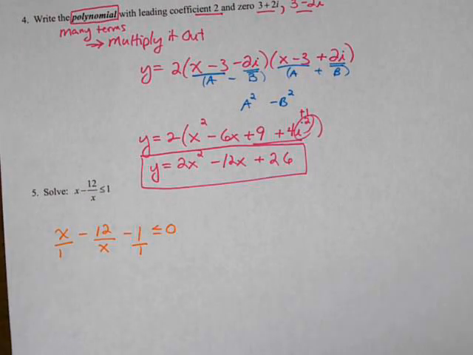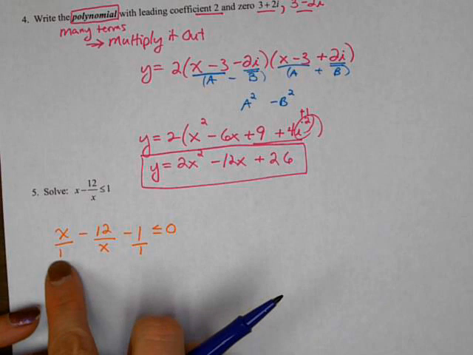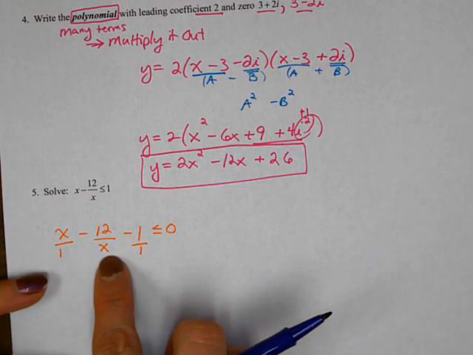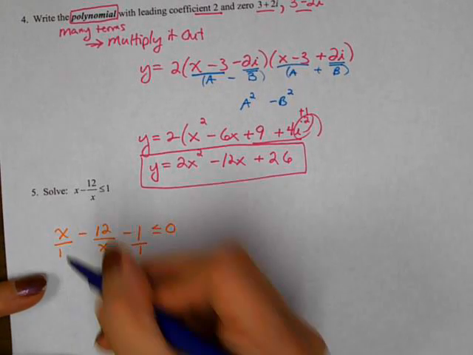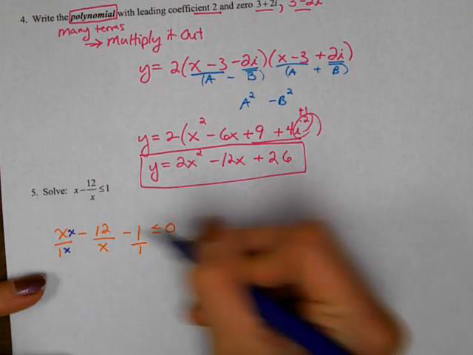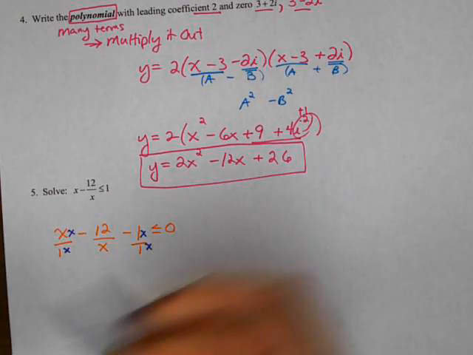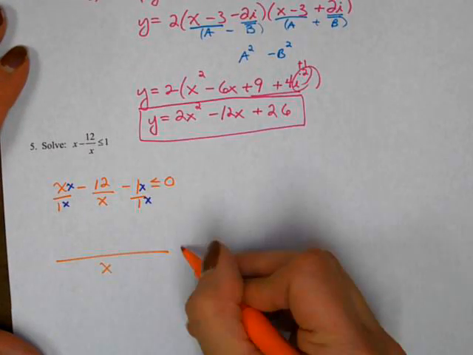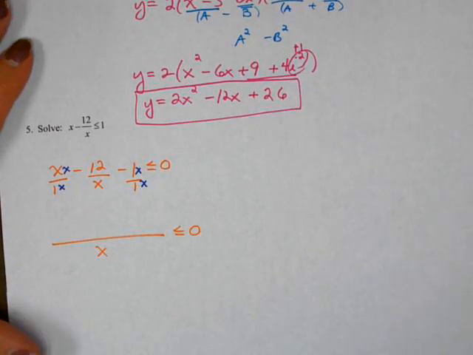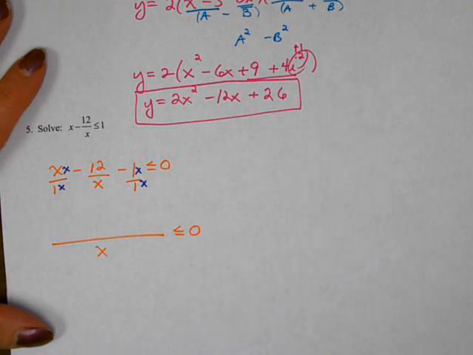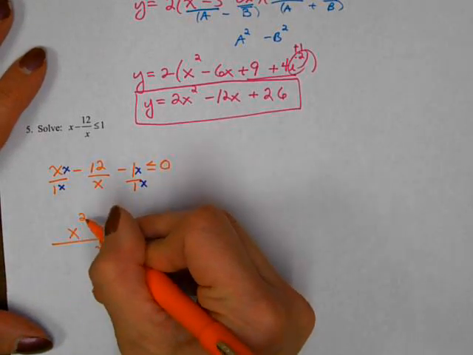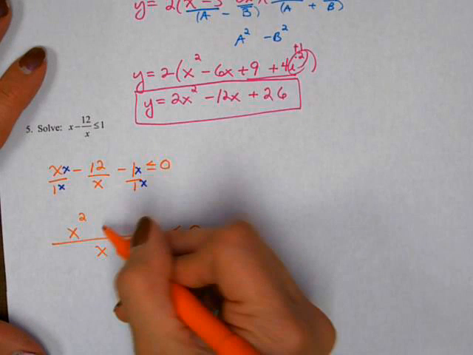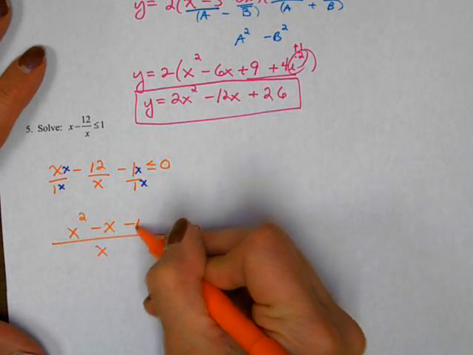So I see that the only denominator I see is x, so I'm going to make the common denominator x. So he needs to get multiplied by x over x. He needs to get multiplied by x over x. So the common denominator is definitely x. And how about that numerator? X squared, I'm going to write it in descending order, minus x minus 12.